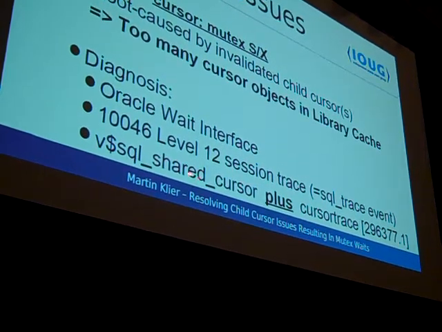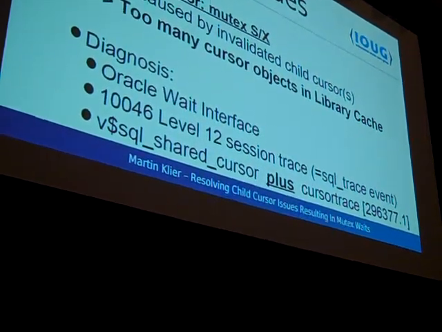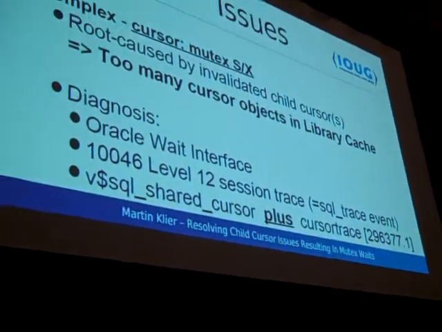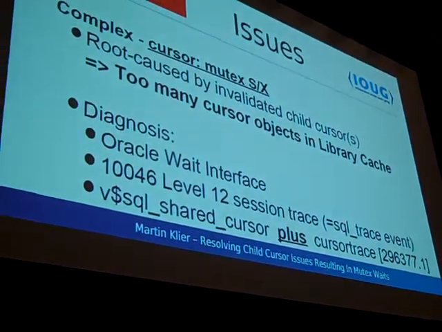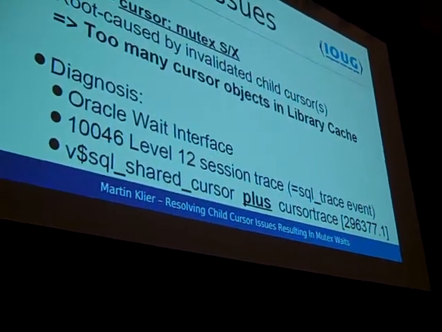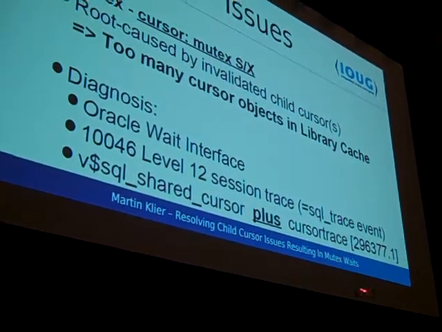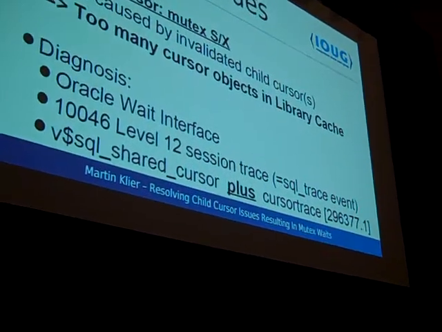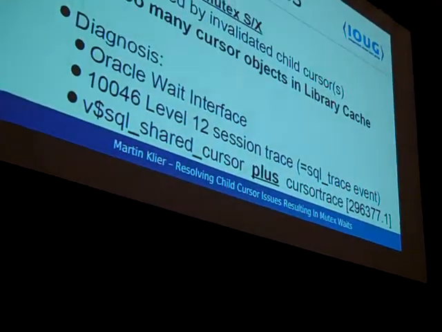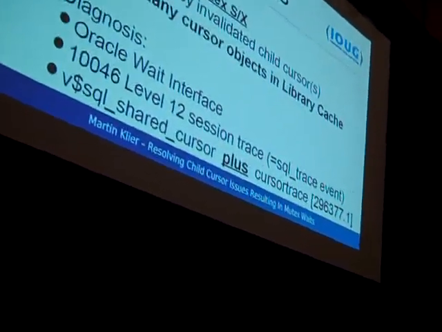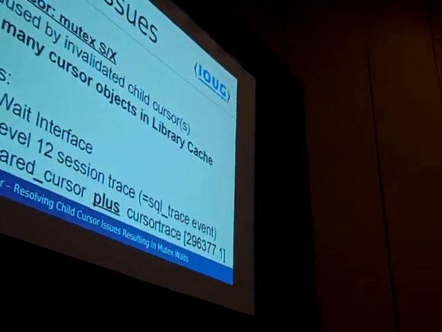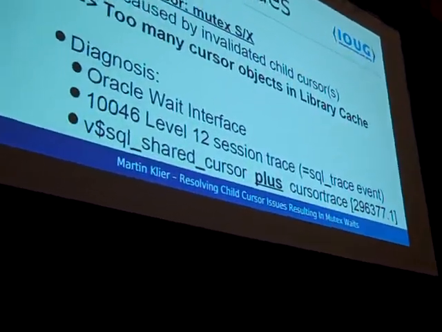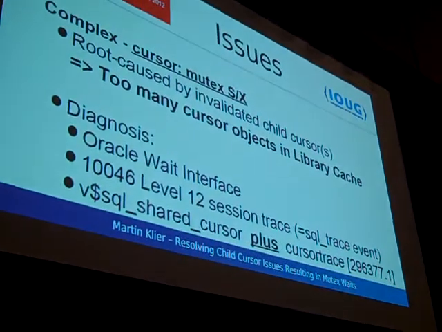But V$SQL_SHARED_CURSOR in 12.2 was a little bit buggy and is still a little bit buggy. So if you need real information, involve a cursor trace following this Metalink note. Cursor tracing can be nasty business if it's happening many times, but there are methods to narrow it down. Just have a look at this note. It's much too much to talk about within 45 minutes.